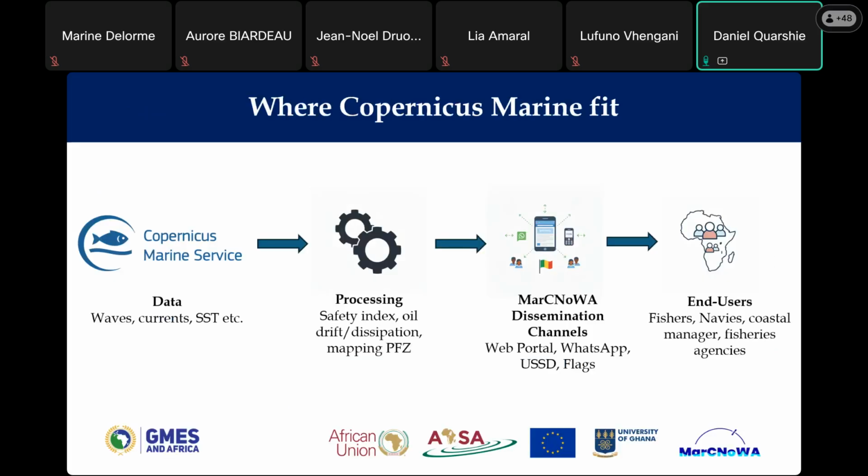So where does Copernicus Marine actually fit into the key services that we provide? Most of the services that we provide make use of data sets coming from Copernicus Marine, like waves, currents, and SST. These data sets are then processed to generate information that is disseminated to users through mobile apps and web portals. Our main end users are mostly people in the fishery industry, the marine security, that's the Navy, the coastal managers, and fisheries agencies as well.